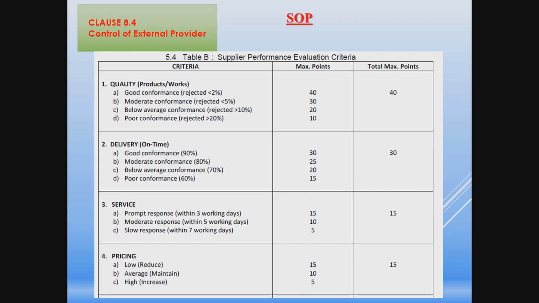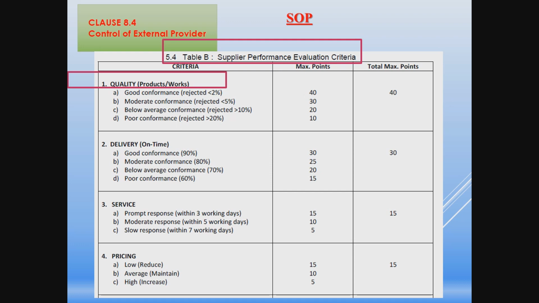Next, in the same SOP, you can see there is Table 5.4. Table 5.4 shows the supplier performance evaluation. Every year you need to evaluate the suppliers and also the subcontractors. You evaluate based on the quality of the product, with results from A to D.